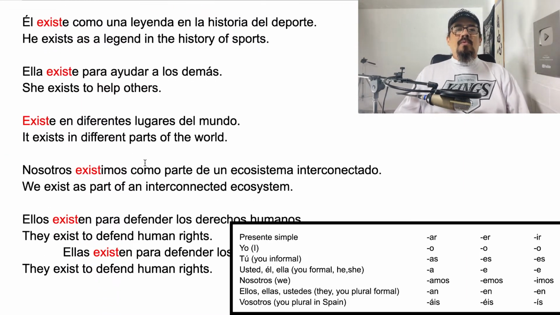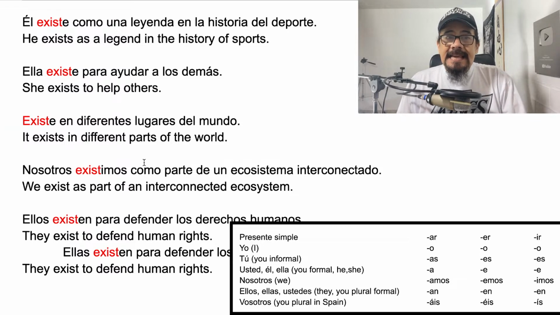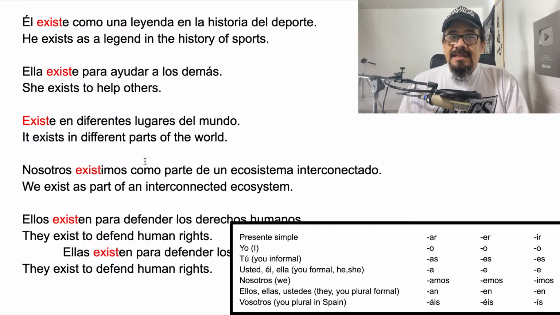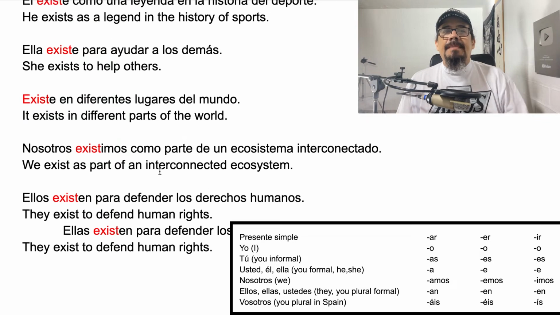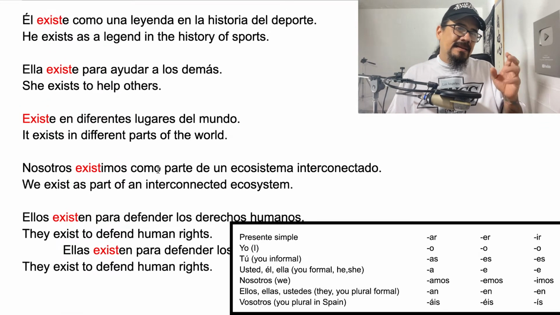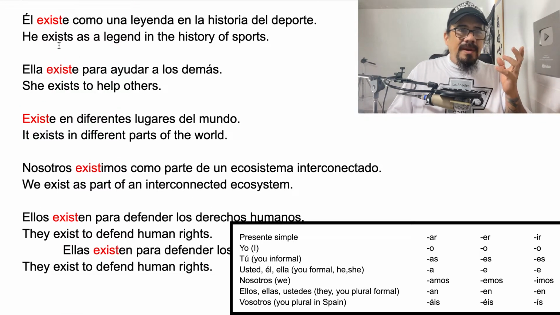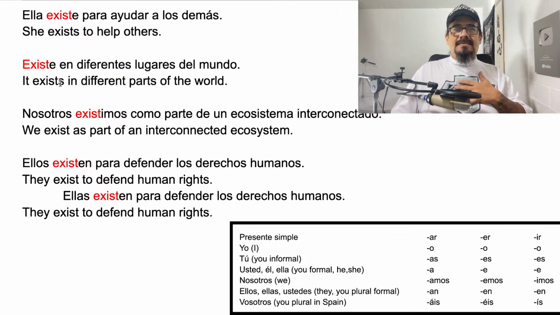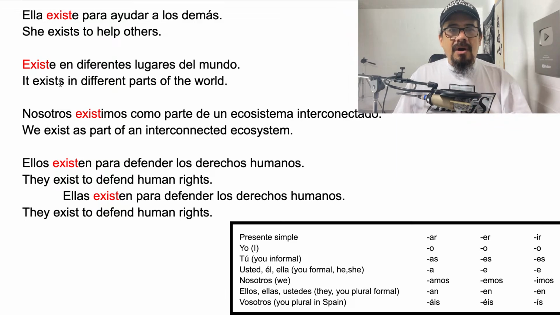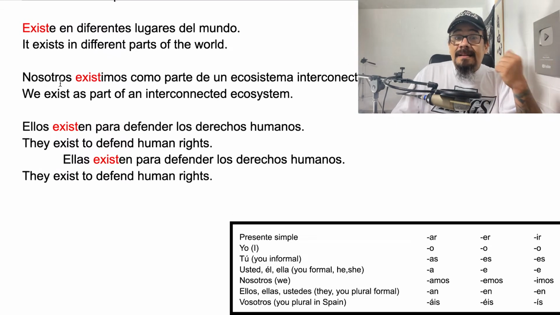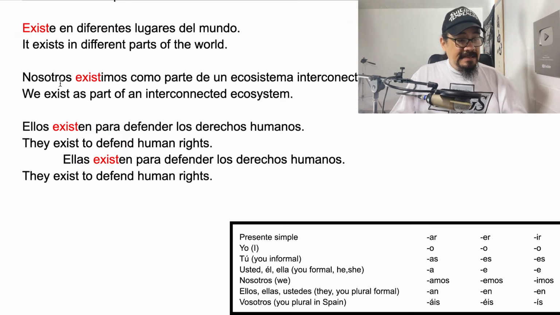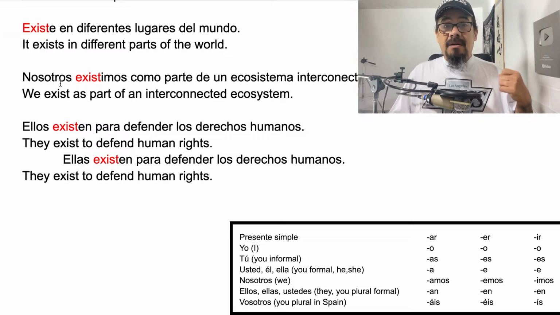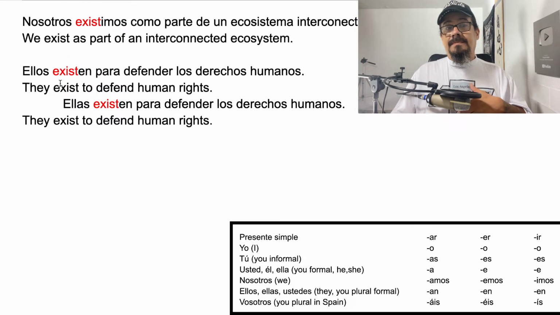Él existe como una leyenda en la historia del deporte. He exists as a legend in the history of sports. Remember, in English it sounds maybe a little weird, but in Spanish it makes sense. Ella existe para ayudar a los demás. She exists to help others. Existe en diferentes lugares del mundo. It exists in different parts of the world.